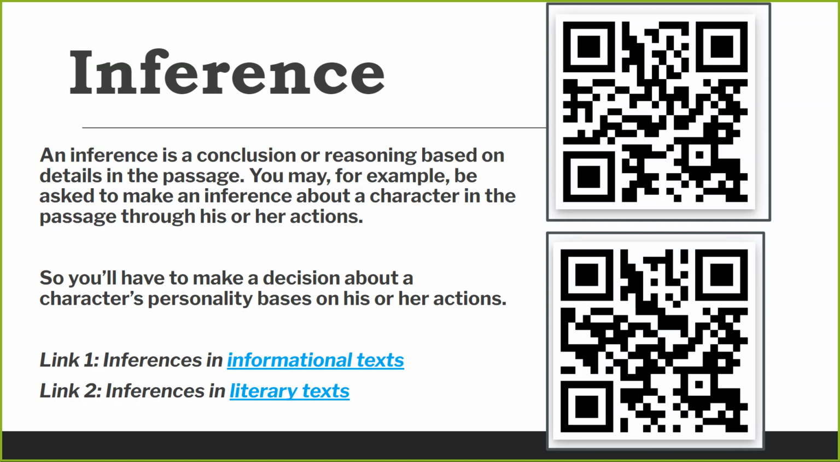The first link will take you to examples of inferences in an informational text. The second link will take you to inferences in literary texts. These are both good videos, and I have these two different links in here because you will see both informational and literary text. You'll see both fiction and nonfiction on the reading test. So it's useful to practice and to look at how to make inferences in those two different situations.